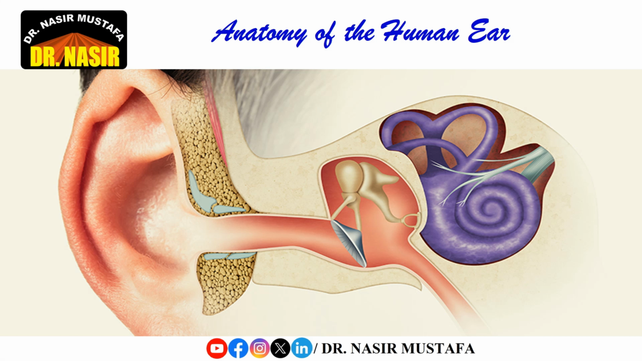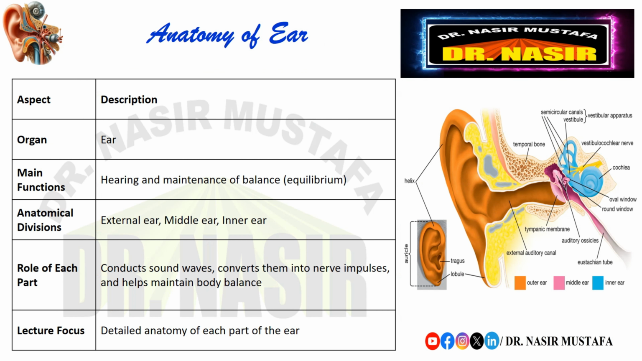Today's lecture will focus on the anatomy of the ear. The ear is a specialized sensory organ responsible for two major functions: hearing and maintenance of balance, also known as equilibrium. Anatomically, the ear is divided into three main parts: the external ear, the middle ear, and the inner ear. Each part plays an important role in conduction of sound waves and their conversion into nerve impulses, as well as in maintaining body balance. In this lecture, we will study the detailed anatomy of each part of the ear.